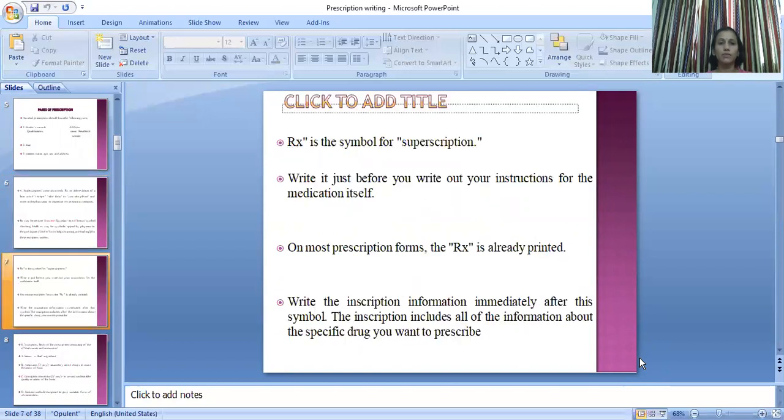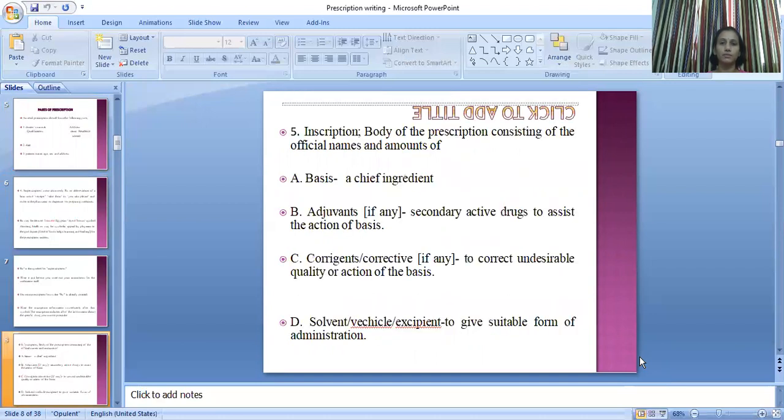The RX is the symbol for superscription, which is always written just before you write any medications. On most prescription forms, the RX is already printed. Write the inscription information immediately after this symbol. The inscription includes all the information about the specific drug that you want to prescribe.